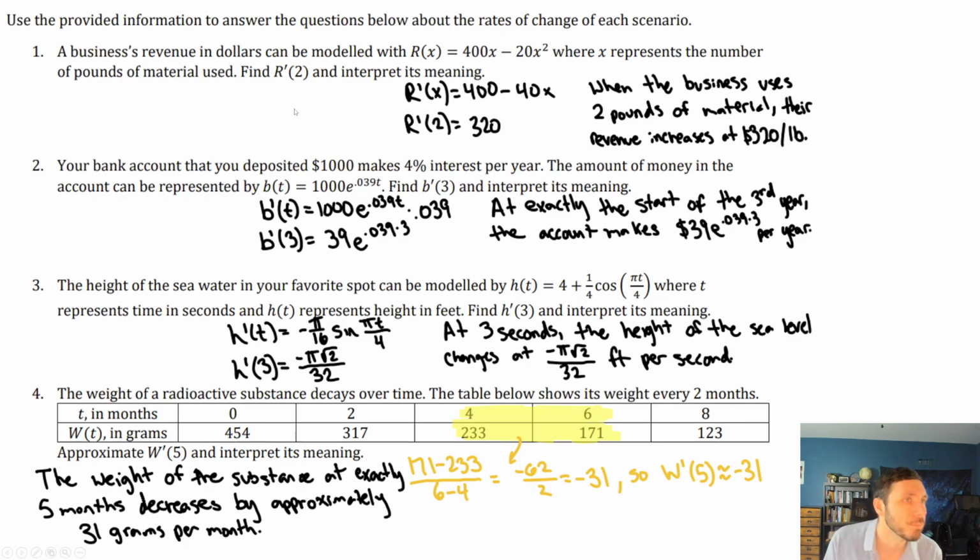So for one, it says a business revenue in dollars can be modeled by R of X equal to 400X minus 20X squared, where X represents the number of pounds of material used. So for R prime of 2, we have to find that and then interpret the meaning. I found the derivative here just by doing power rule, and I plugged in 2 and I got 320. So the interpretation would be, when the business uses 2 pounds of material, their revenue increases at $320 per pound.